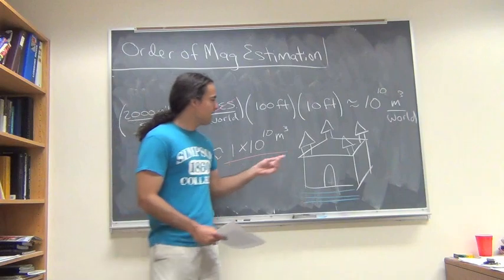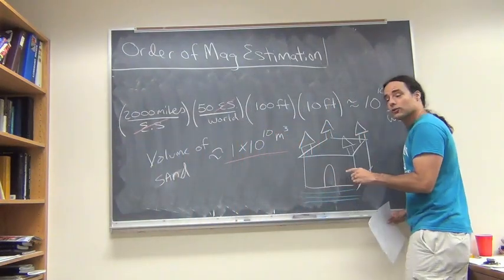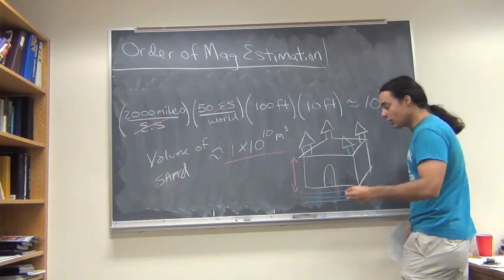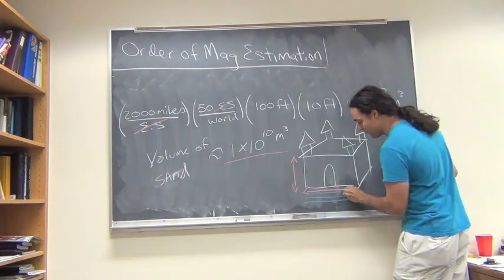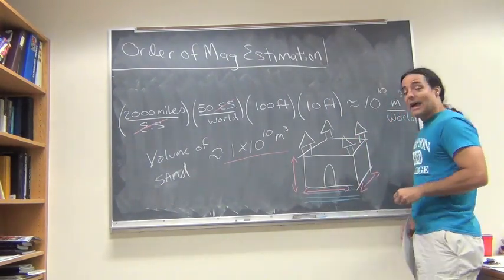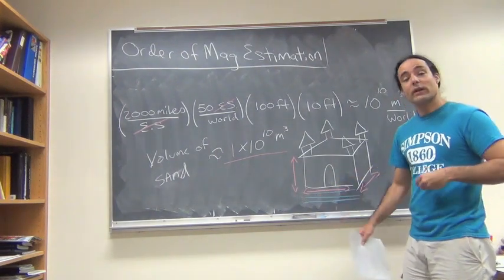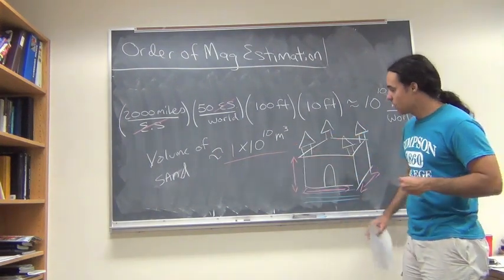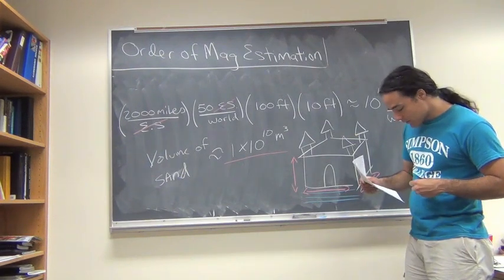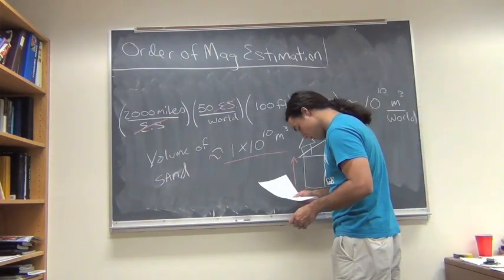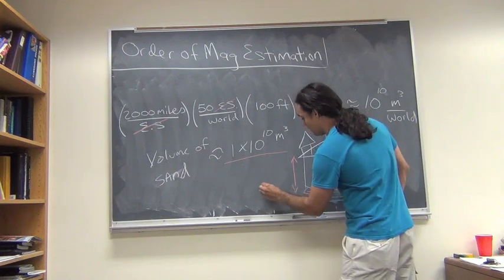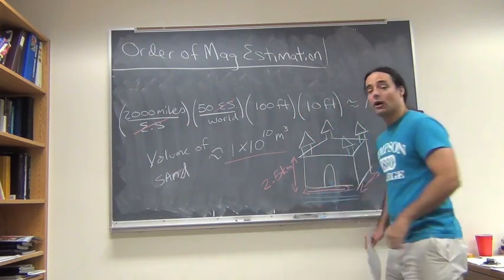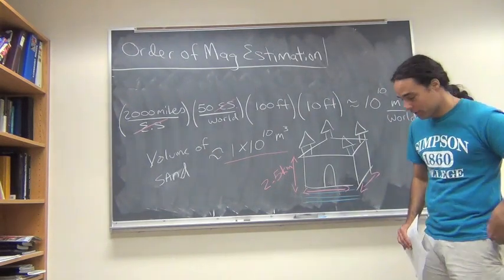Well, if I assume my sand castle is roughly the shape of a box, I know that the volume is the height times the length times the width. And if those are all the same, I can get any one of them just by taking the cube root of the volume, because volume is length cubed. And when I do that, you would find that you have a sandcastle that is 2.5 kilometers tall. That's a very big sandcastle.